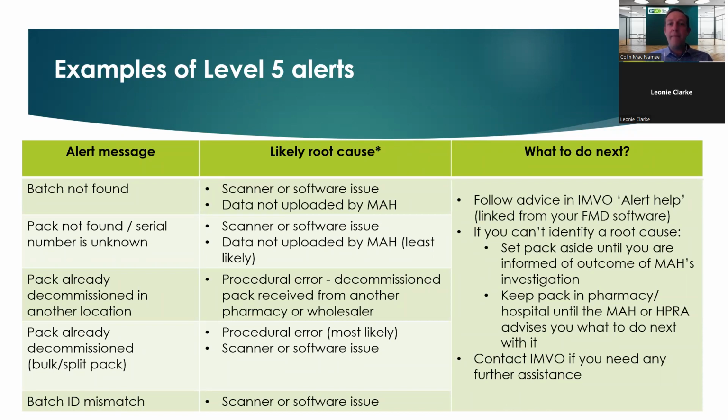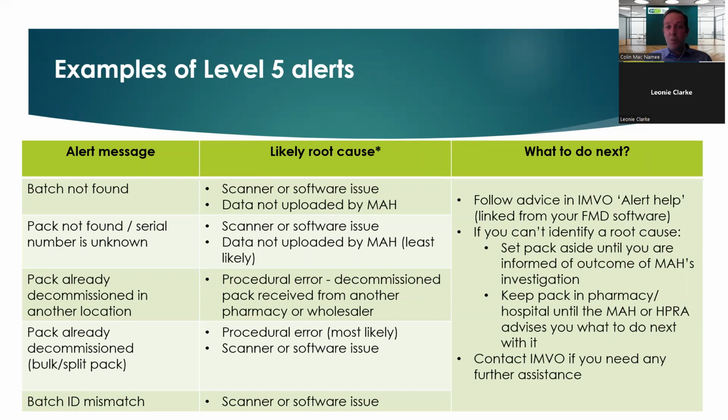Or, and it does happen, although much less frequently over the course of the last 6 months, the data may not actually be uploaded by the MAH. So if the data hasn't been put in the database by the market authorization holder on behalf of the manufacturer, obviously when you go and look for that batch information and it's not there, that's going to give a level 5 alert to say that that batch has not been found. If the pack has not been found or a serial number is unknown, most likely that's going to be a scanner or software issue.